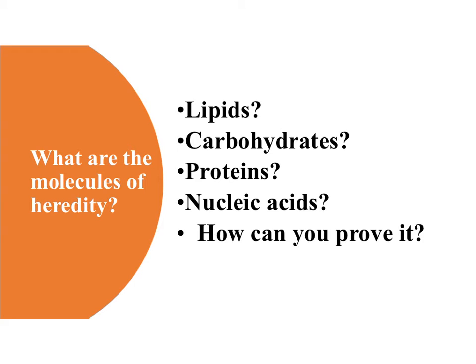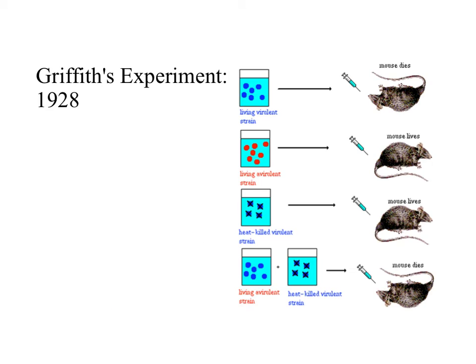Scientists could rule out lipids and carbs. They're just not big enough. So we could narrow it down to proteins or nucleic acids, but we weren't quite sure which one. Starting in 1928 is when a handful of experiments were done. We're going to go through those experiments. These should look familiar to the timeline that you did yesterday, but today I want to go through them a little bit more in depth.